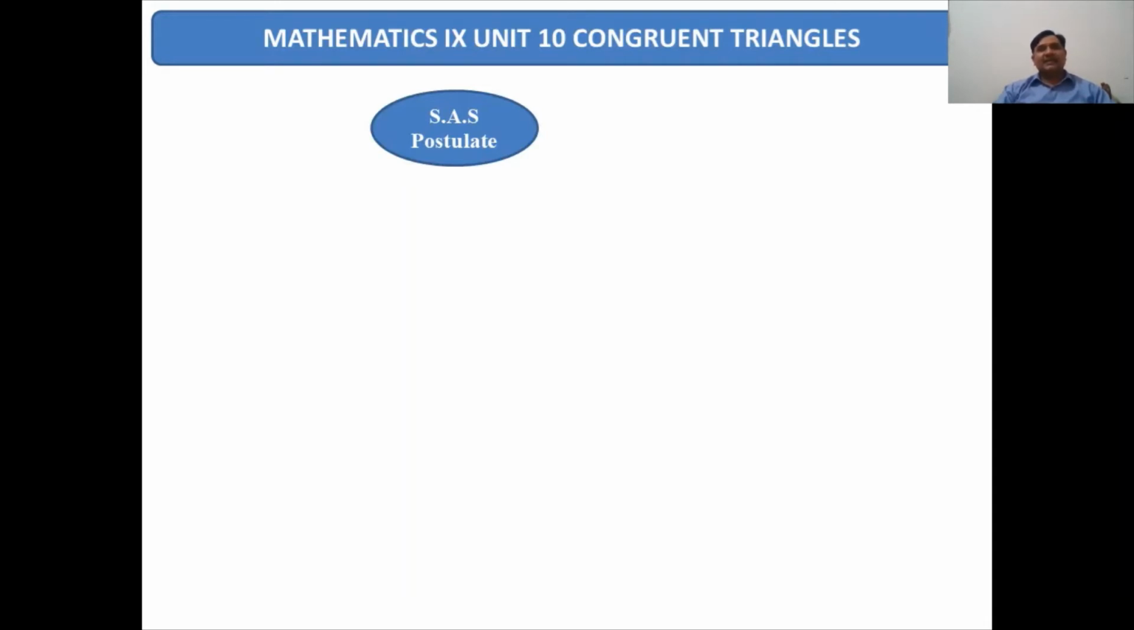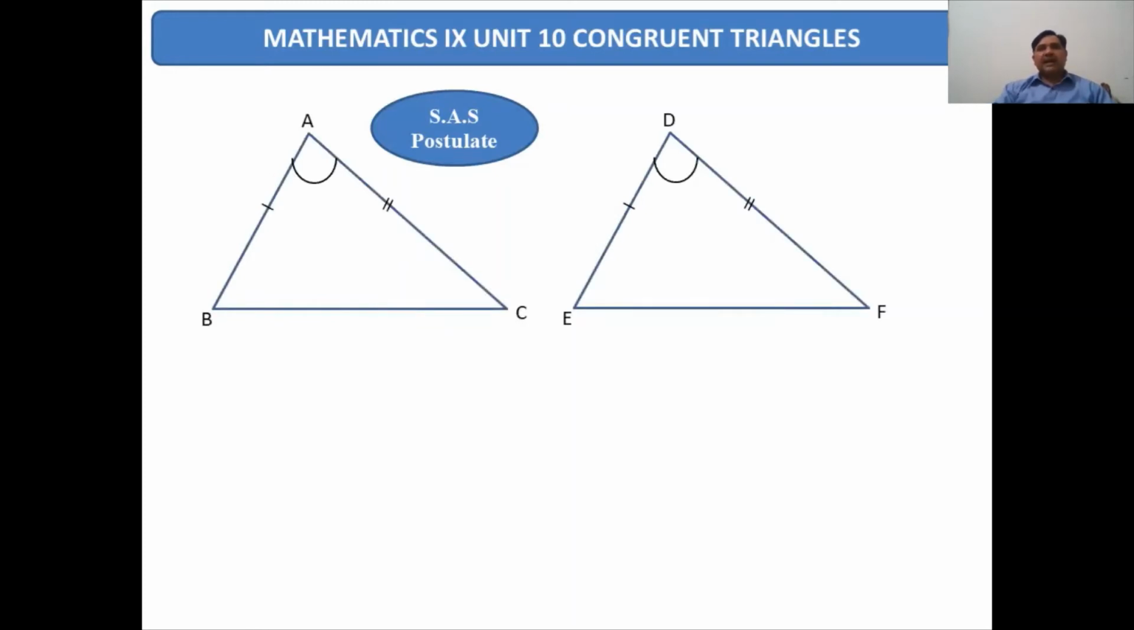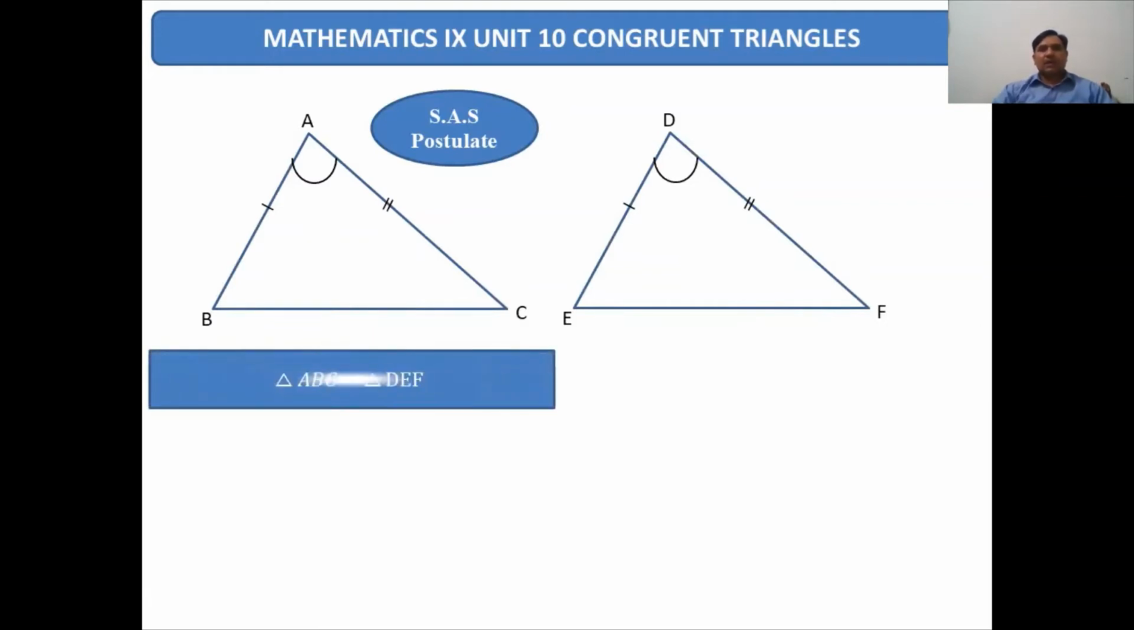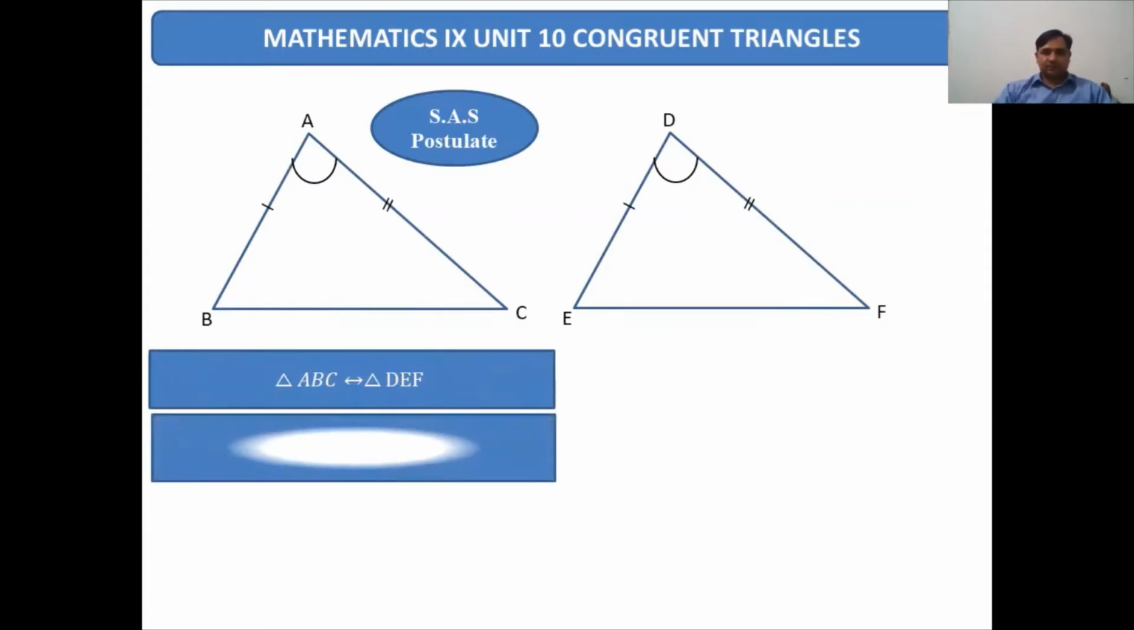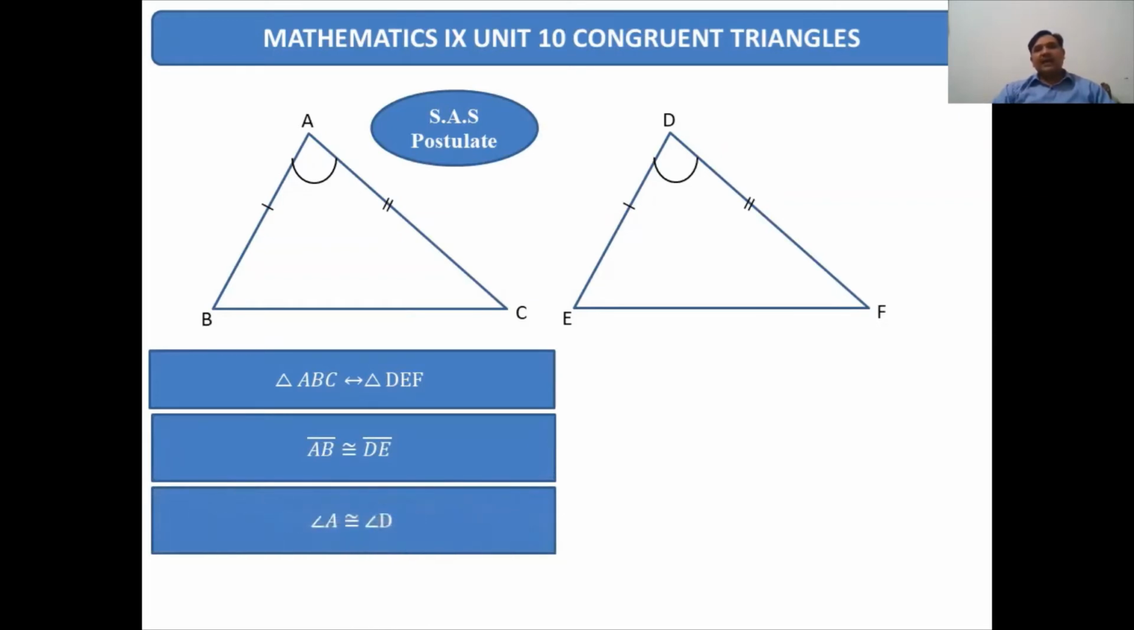So you can say that these triangles are congruent. So let's see, if we have two triangles, triangle ABC and triangle DEF. In correspondence between triangle ABC and triangle DEF, side AB is congruent with side DE. Angle A is congruent with angle D, and side CA is congruent with side FD.